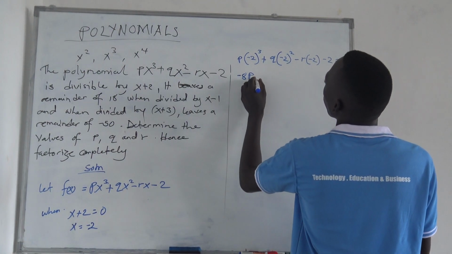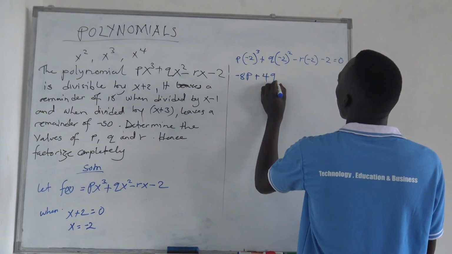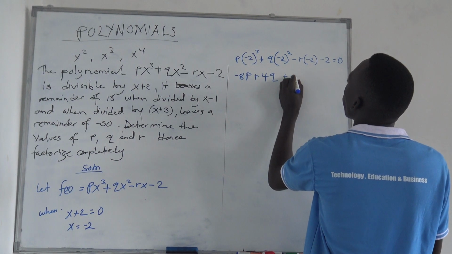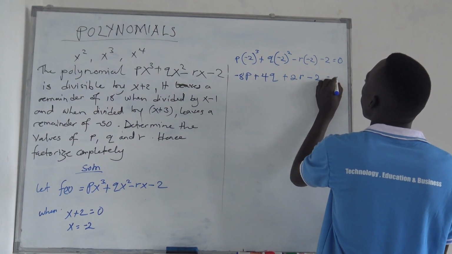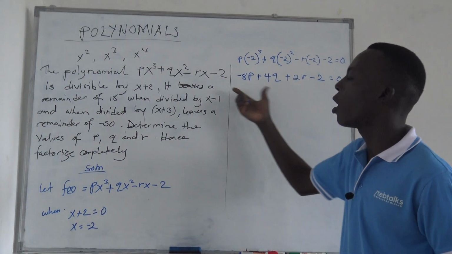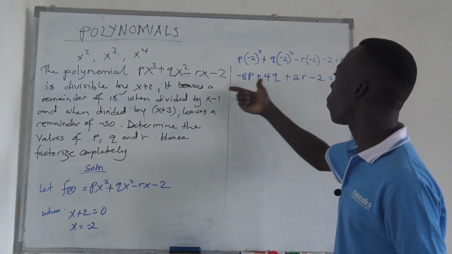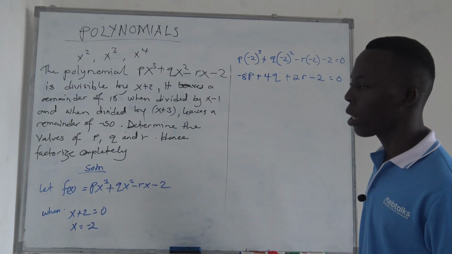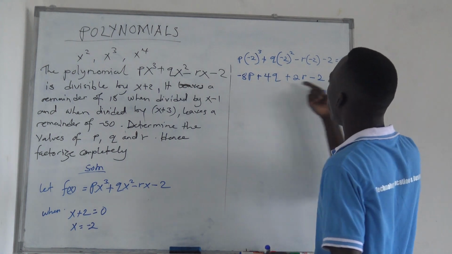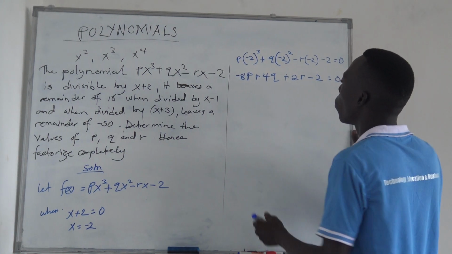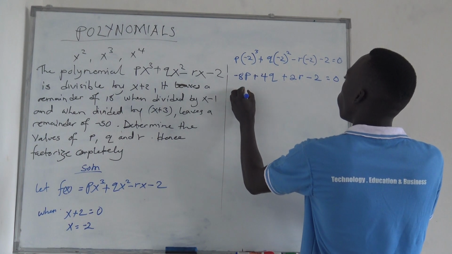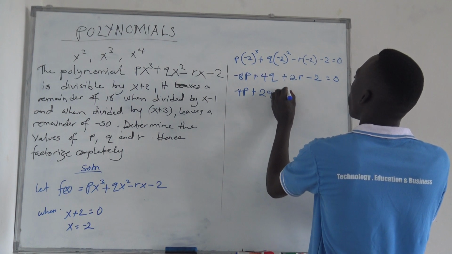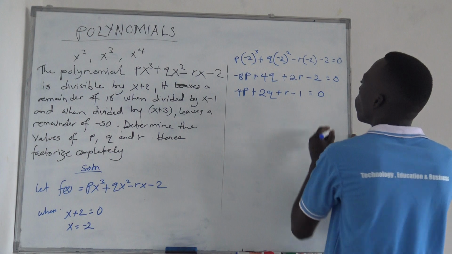So here it becomes plus 4q. So this sign remains, this times this, which is a plus 2r, then minus 2 equals 0. Since we have a common term in all of these, we can factorize it out, or we divide through by that common term, which is a 2. So we are dividing this equation by the 2. So here we shall have negative 4p, then plus 2q, then plus r minus 1 equals 0.